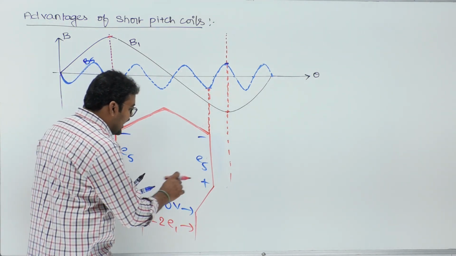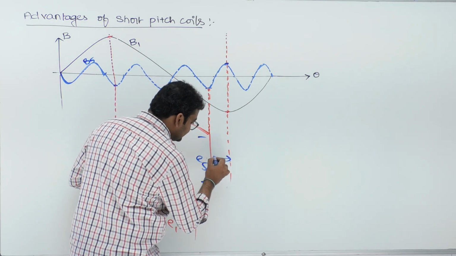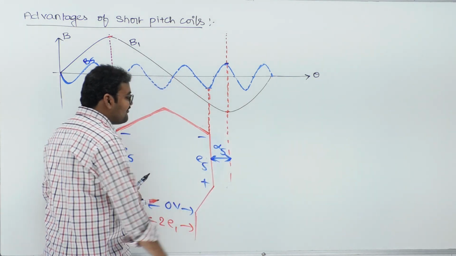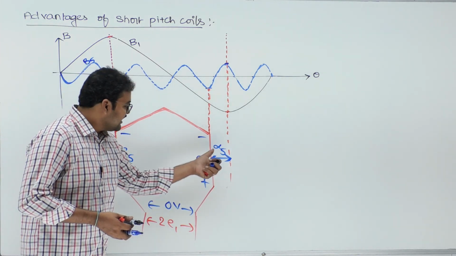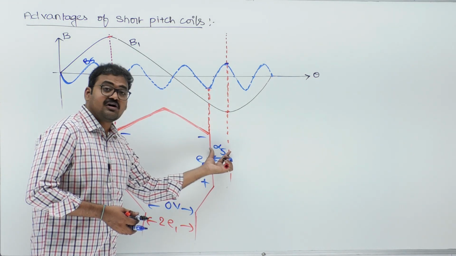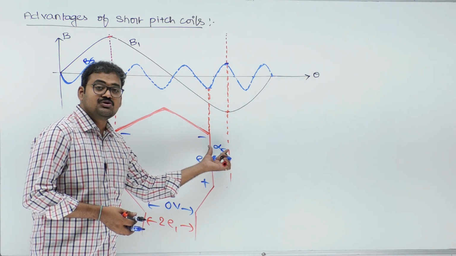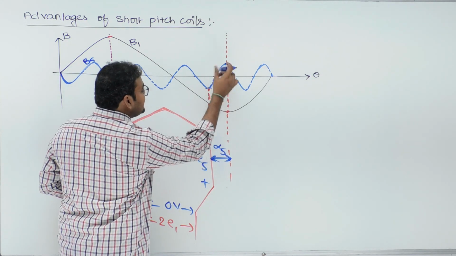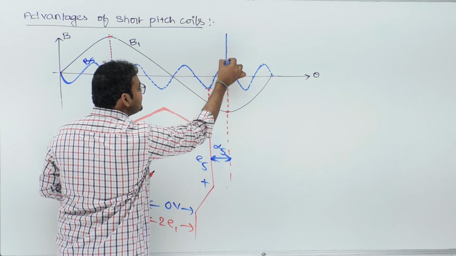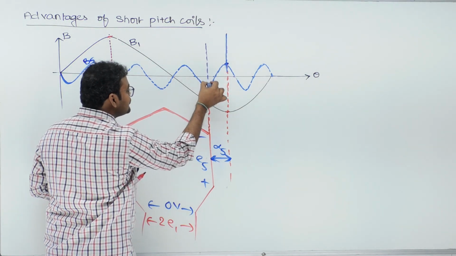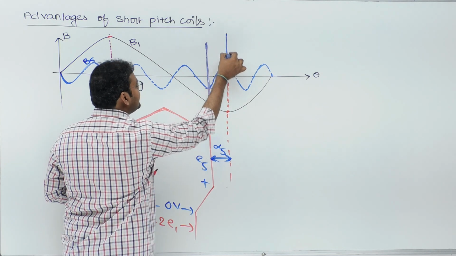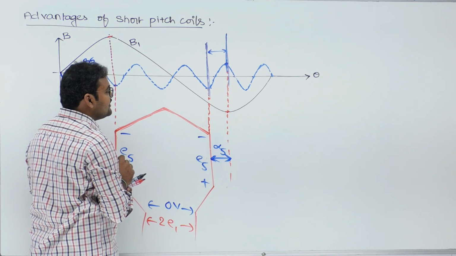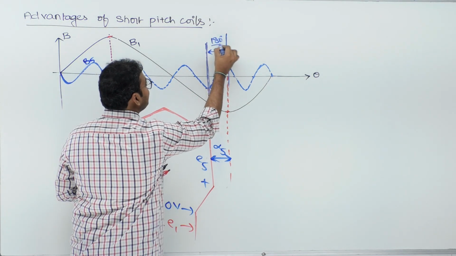And will you tell me how much this short pitch angle would be? I should say alpha 5. Why did I write alpha 5? Because I wanted to eliminate fifth harmonic voltage. Therefore, it is the short pitch angle used to eliminate the fifth harmonic. Can I say this alpha 5 is nothing but the angle from positive maximum of fifth harmonic voltage to negative maximum of fifth harmonic voltage? And if you calculate this angle, definitely that will be equal to 180 degrees by 5.